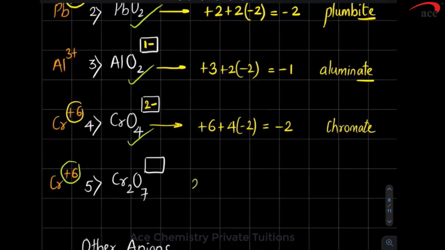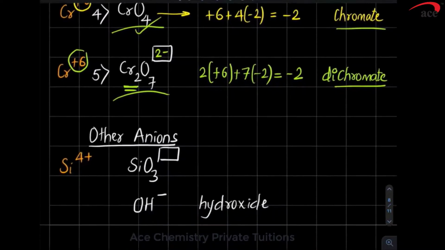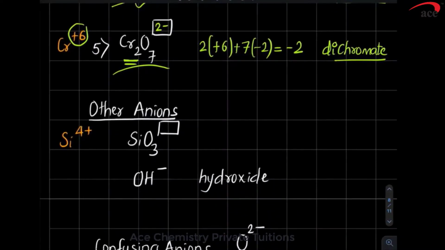Chromium with +6. So 2 chromium are present here with +6, and 7 oxygen. So the charge is -2 or 2 minus. This also will get the name chromate. But now you can't write both the names as chromate. So what does science do? Yeah, it notes that there are 2 chromium. So it calls it what? Dichromate. So we remember CrO4 2 minus as chromate, Cr2O7 2 minus as dichromate. Correct.